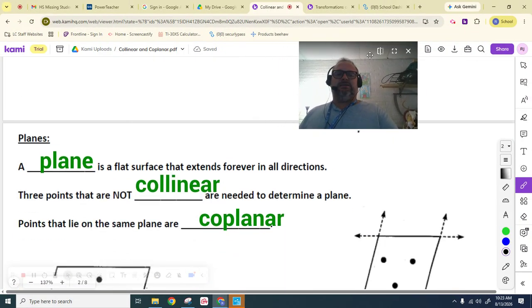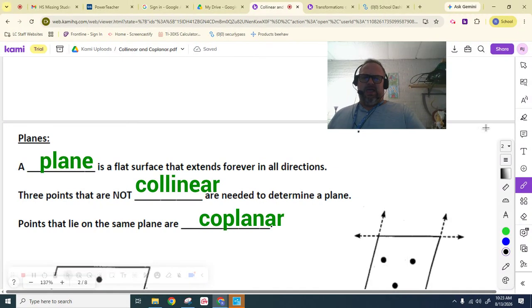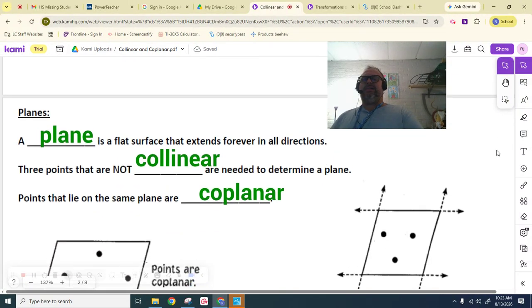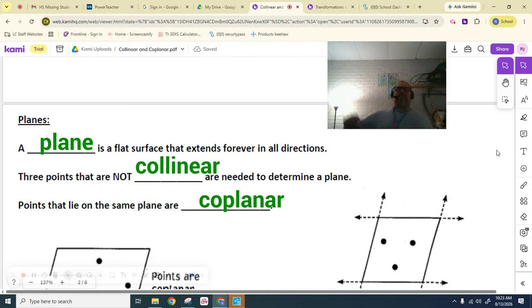So we talked about this a little bit yesterday and the day before. Maybe the day before. One of those days. A plane. A plane is a flat surface that extends forever in all directions. Now, here's what's funny. We talk about stuff that goes in all directions, goes forever, and then we draw a box that doesn't go on forever on a sheet of paper. How much sense does that make?